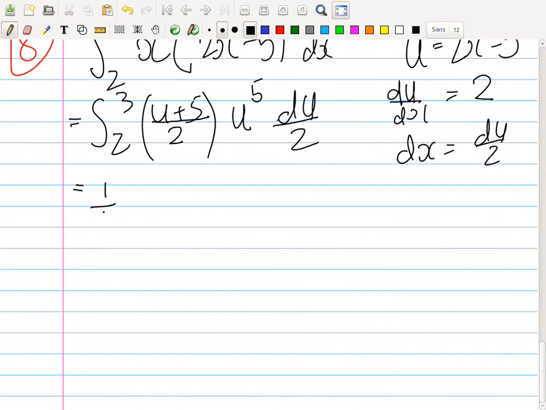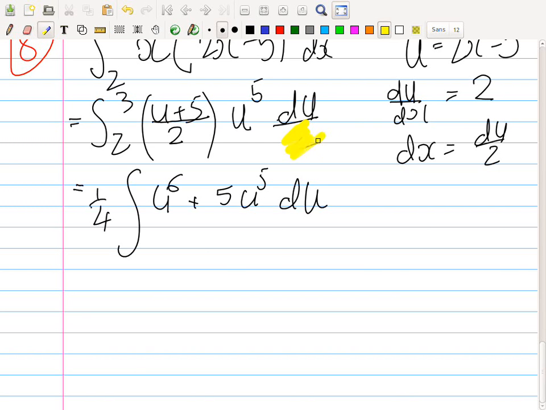I'll take both 2's out in the front, and then I multiply this by these, and it gave me u to the power 6 plus 5u to the power 5, du.